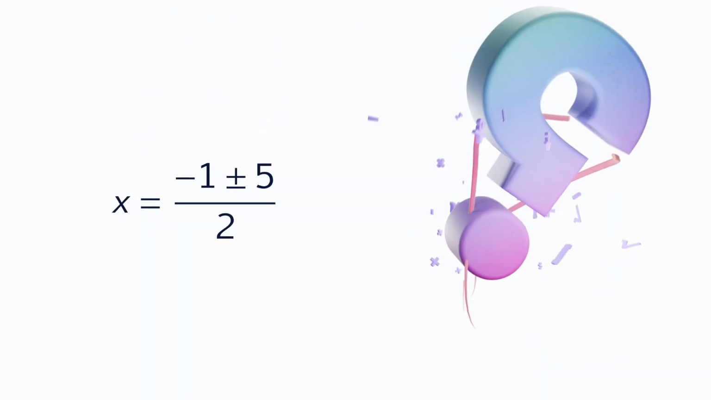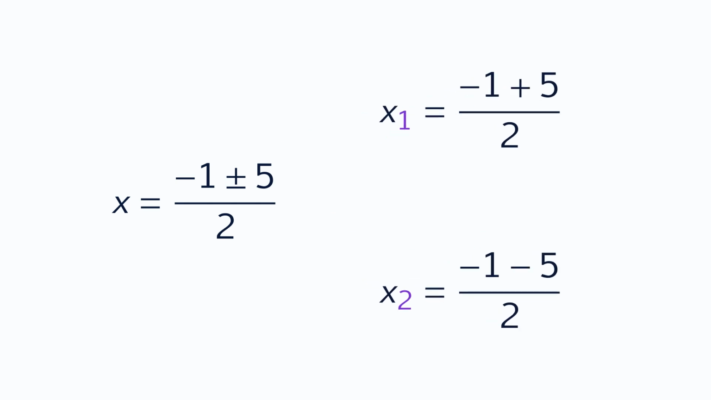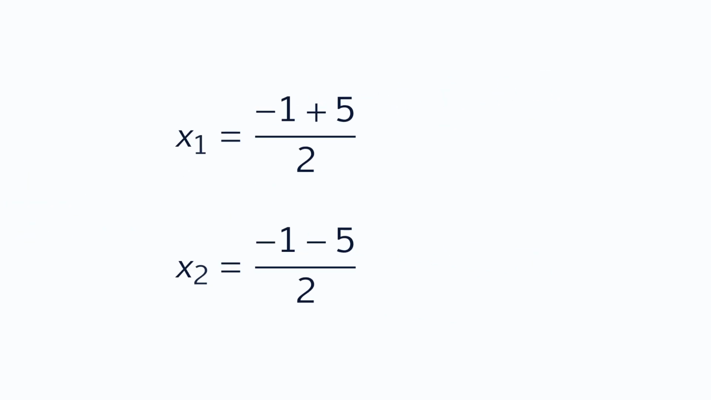Again, what to do with the plus or minus situation? Easy. Just like before, you separate the equation into two, like this. x1 equals minus 1 plus 5 divided by 2. And x2 equals minus 1 minus 5 divided by 2. Again, we use subscripts in math, among other things, to give solutions unique names. From here, it's just finishing up the calculations.